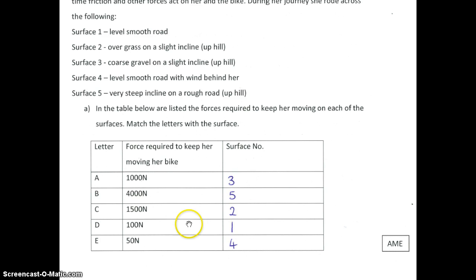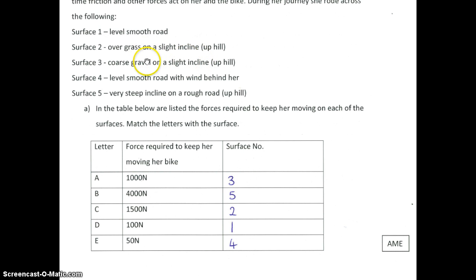Let's start with the lowest force, which was 50 newtons. That's going to be surface 4, level smooth road with the wind behind her. The next lowest was 100 newtons, and that's going to be surface 1, which was a level smooth road, so similar, but didn't have the wind pushing her along. The next 2 were 1,000 and 1,500, and that's going to be surfaces 2 and 3, so both are on a slight incline.